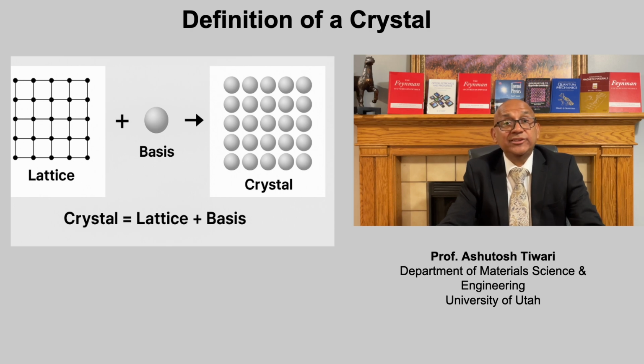When the basis is just one atom, the structure looks like a simple repeating array of spheres. But the basis can also be more complex. For example, in sodium chloride, the lattice points alternate between sodium and chlorine atoms. Therefore, the formal definition is crystal equals lattice plus basis. This distinction is important because it allows us to describe both simple metals and complex materials with the same language.